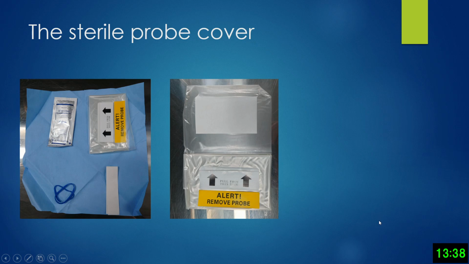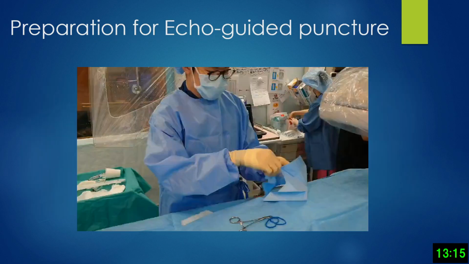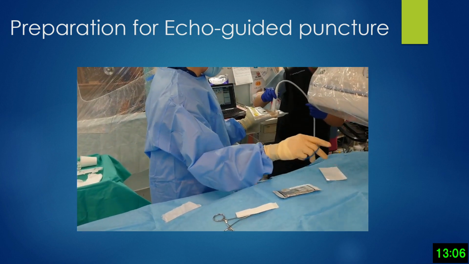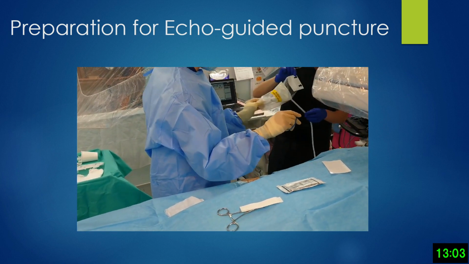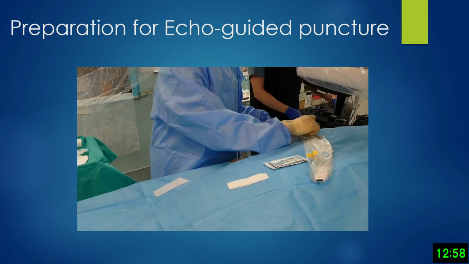In my hospital, we use a sterile probe cover. This probe cover is made partly of tape. It can be utilized by attaching the probe to the tape without echo jelly. Put your hand in the back like this. Next, watch the demonstration video of preparation for echo-guided puncture. It shows how preparation for echo-guided puncture is very quick and easy.